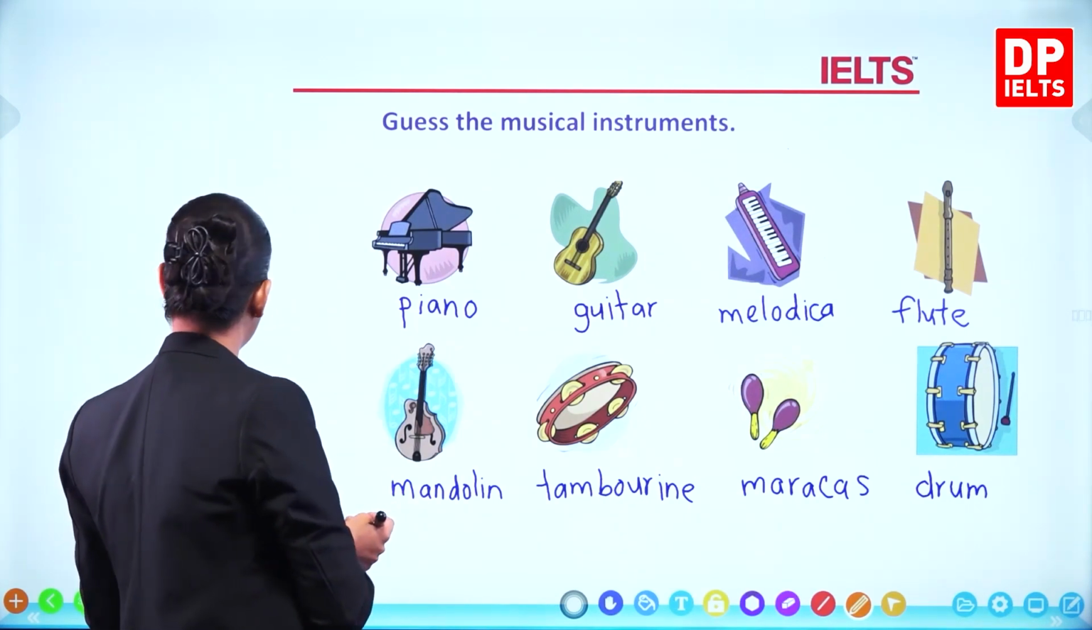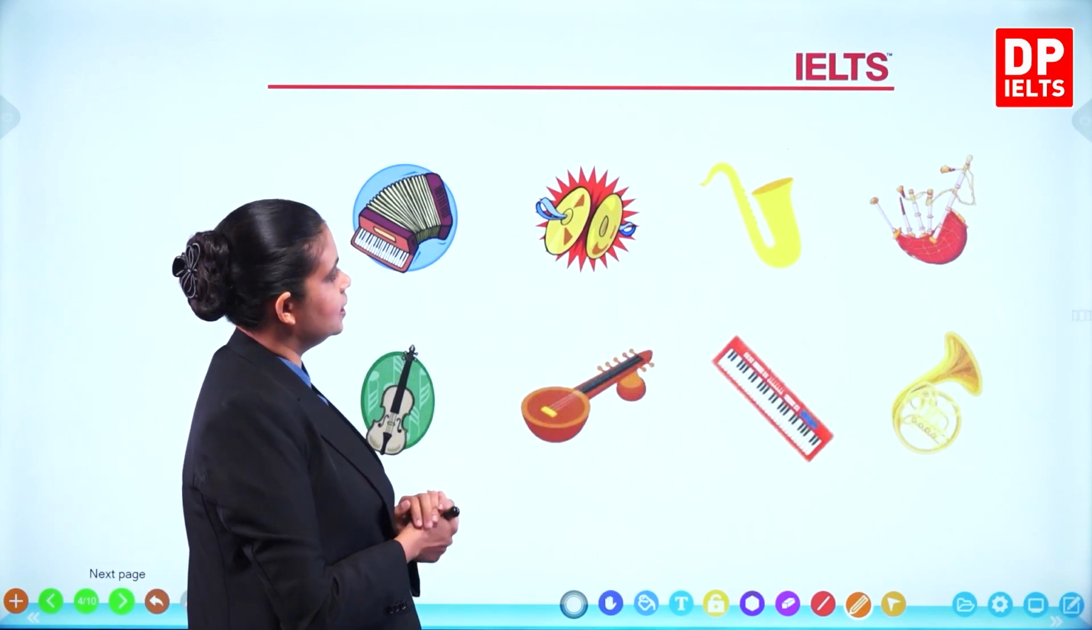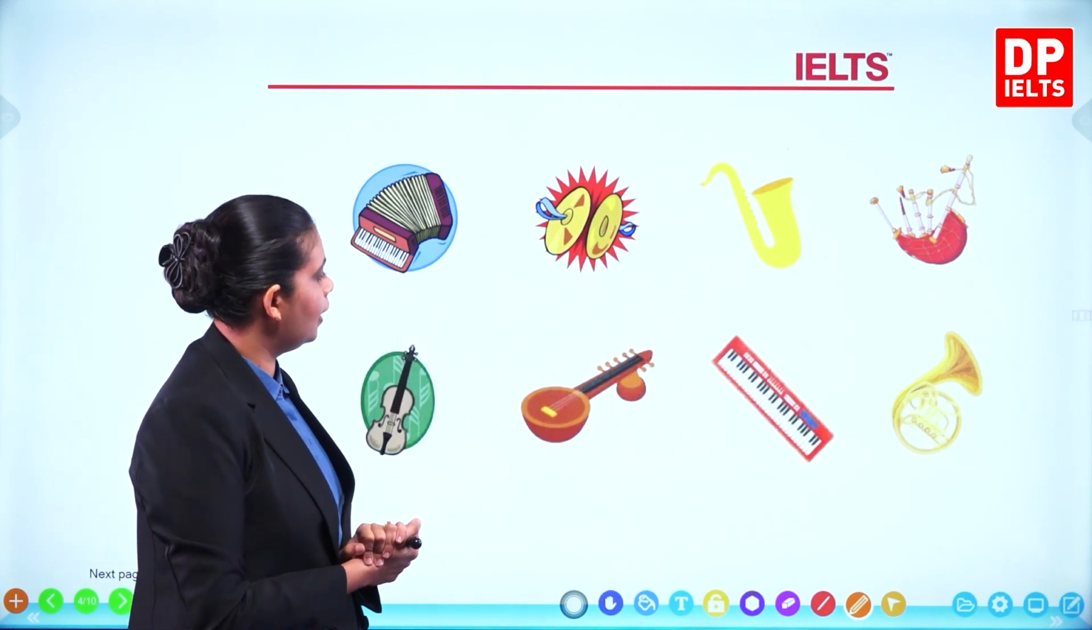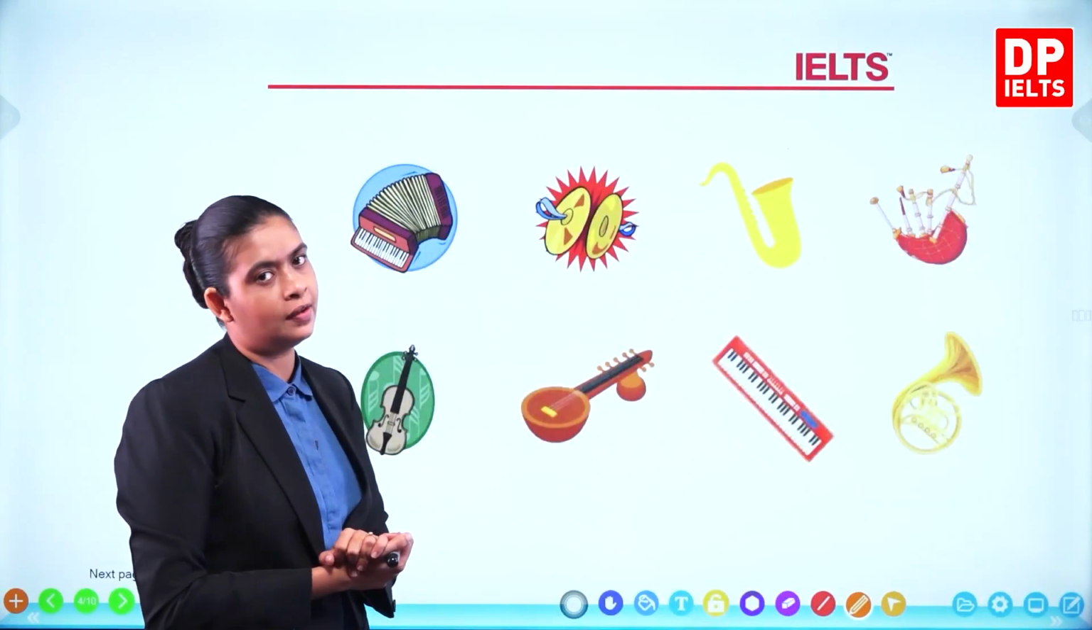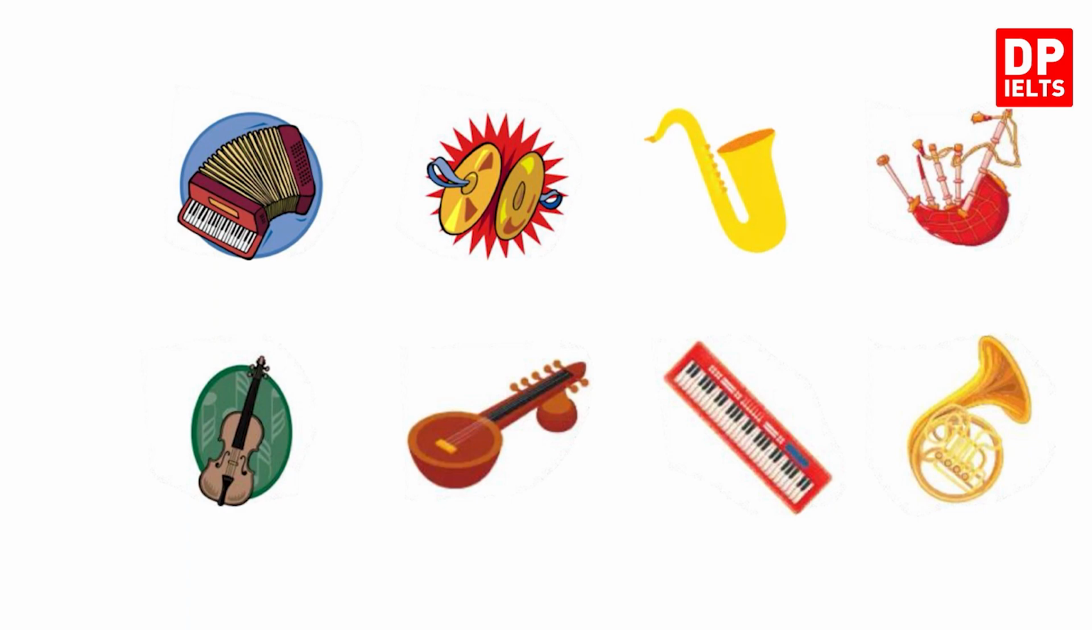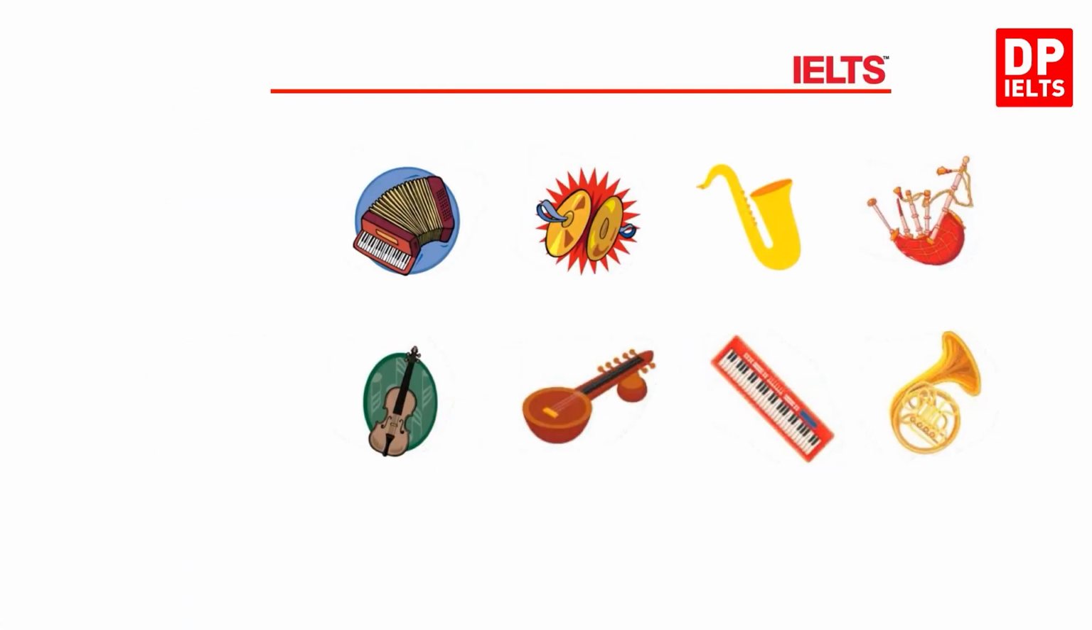Okay, so let's have a look at the next slide. Again, you have 8 pictures here. Can you guess what they are? Right, so what is the first one? Accordion. Next one is cymbal.